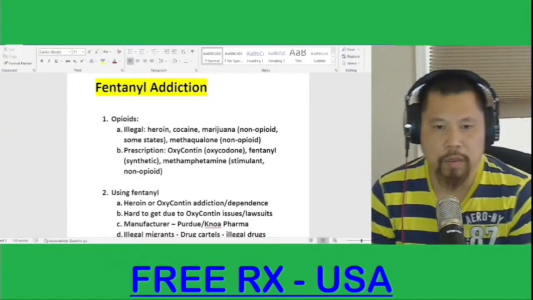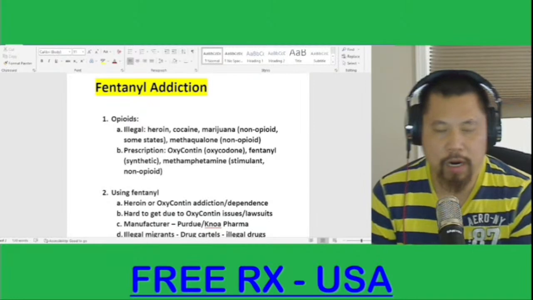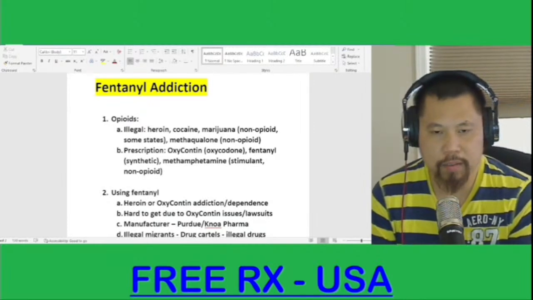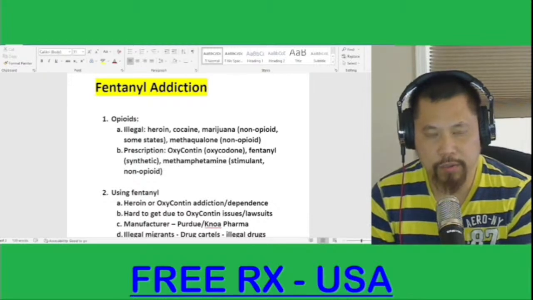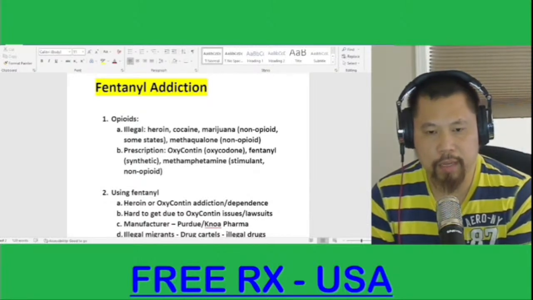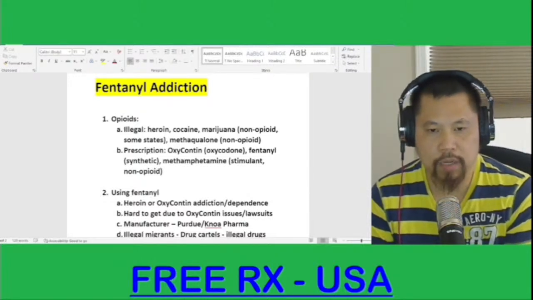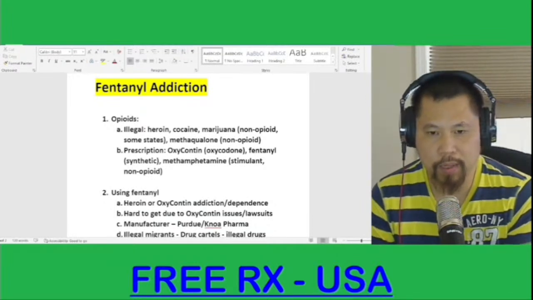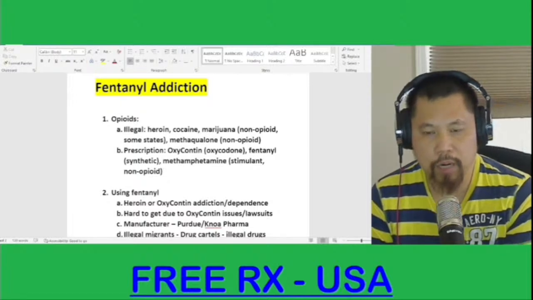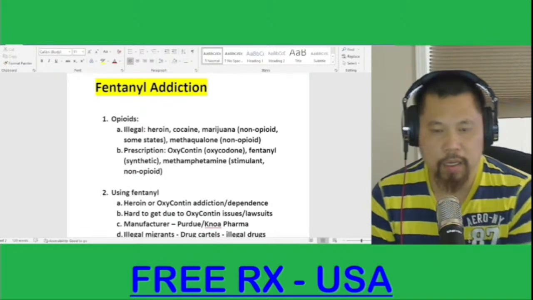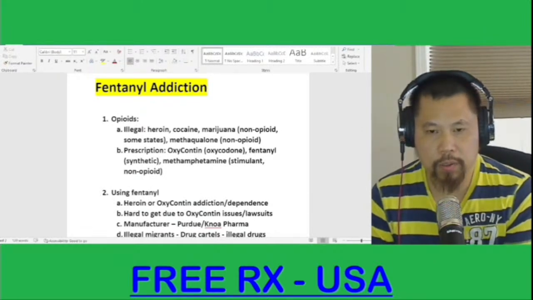Fentanyl addiction. Fentanyl is a hard topic right now because many illegal migrants enter with fentanyl products. So with fentanyl, we have illegal opioids, including non-opioid illegal drugs. Marijuana and methaqualone may be legal in some states. And there are prescription opioids, including OxyContin or oxycodone.